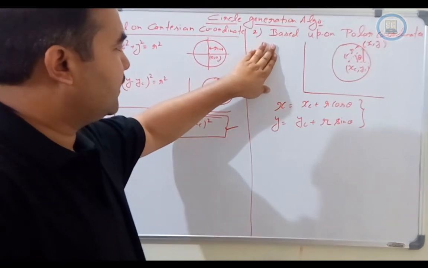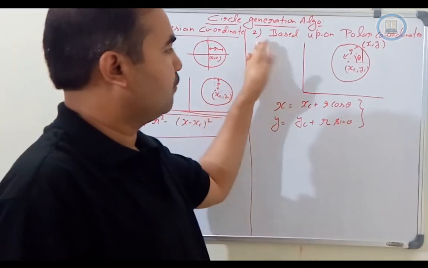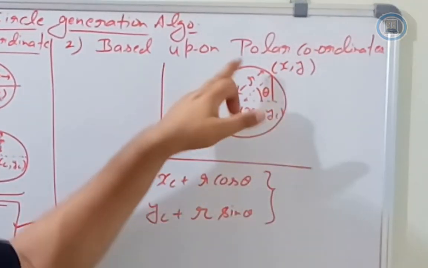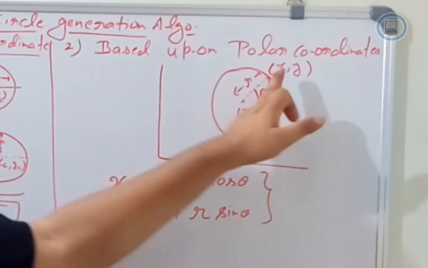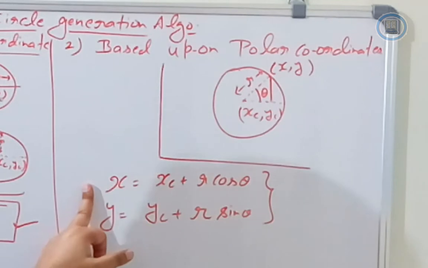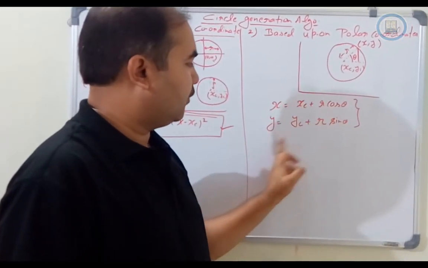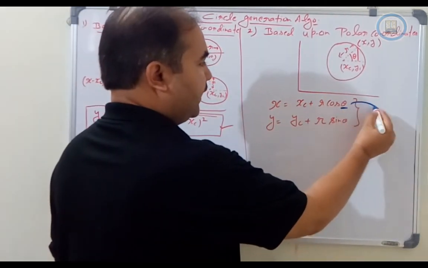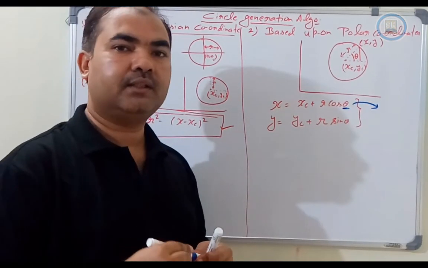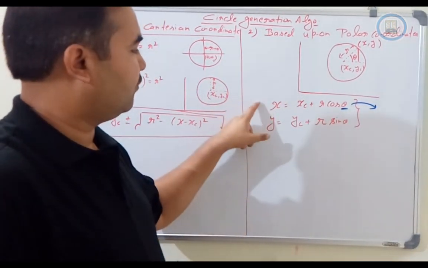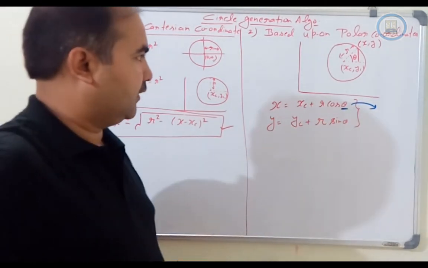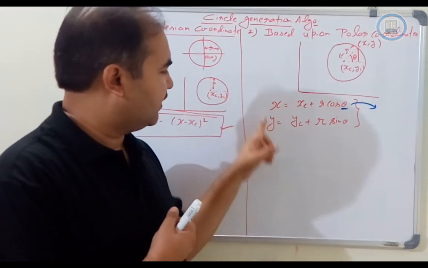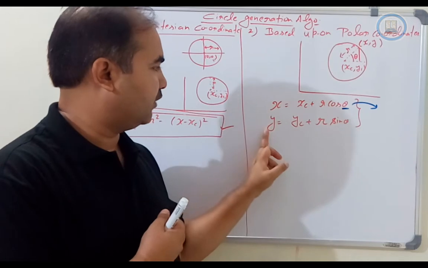The second method is based upon the polar coordinate, in which we have the center coordinate at xc, yc, an angular rotation theta, and the radius is given to us as r. Then the point on the peripheral of the circle can be generated with the help of x equal to xc plus r cos theta and y equal to yc plus r sin theta. In this case we vary theta, that is we increment the theta value, first 1 degree, 2 degree, 3 degree, and we generate the values for x and y. At most we can generate up to 360 degrees, or depending upon our requirement, we can generate different values for the x and y coordinates.